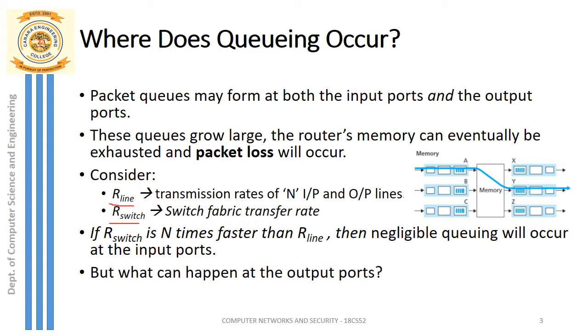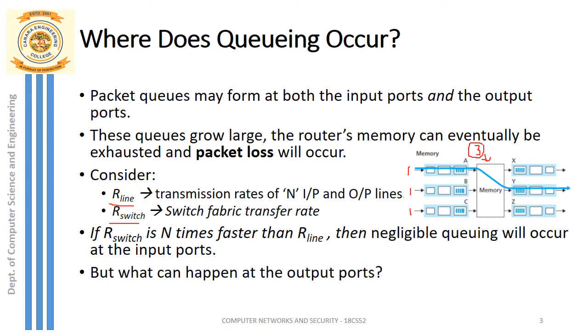For example, consider that all the input ports take one packet at a time, and the switching fabric transfers packets n times faster. In this case, 3 times faster. So there will be negligible queuing at the input port. That means whenever one packet comes at each of the input ports, all the 3 packets will be transmitted eventually.